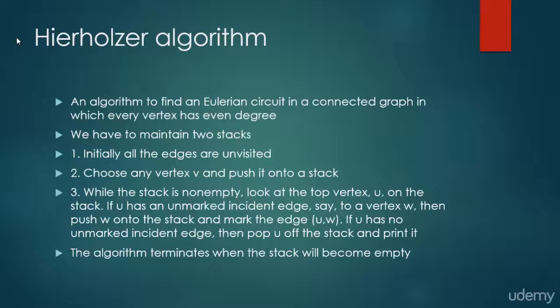And while the stack is non-empty, look at the top vertex, for example U, on the stack, and if U has an unmarked incident edge, say to a vertex W, then push W onto the stack and mark the edge UW as visited. And if U has no unmarked incident edge, then pop U off the stack and print it. The algorithm terminates when the stack becomes empty.